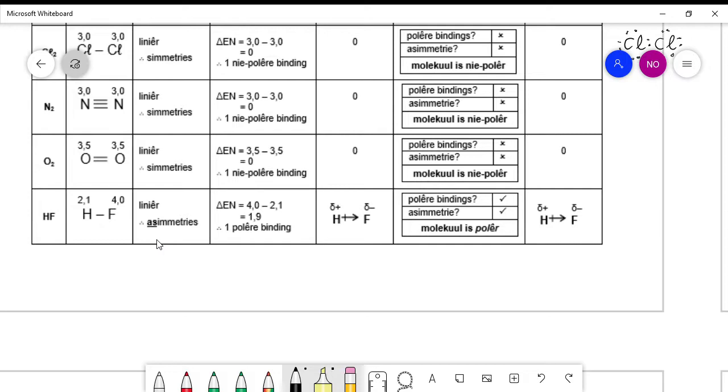Okay. But linear, you guys understand that you can get a symmetrical linear and an asymmetrical linear.